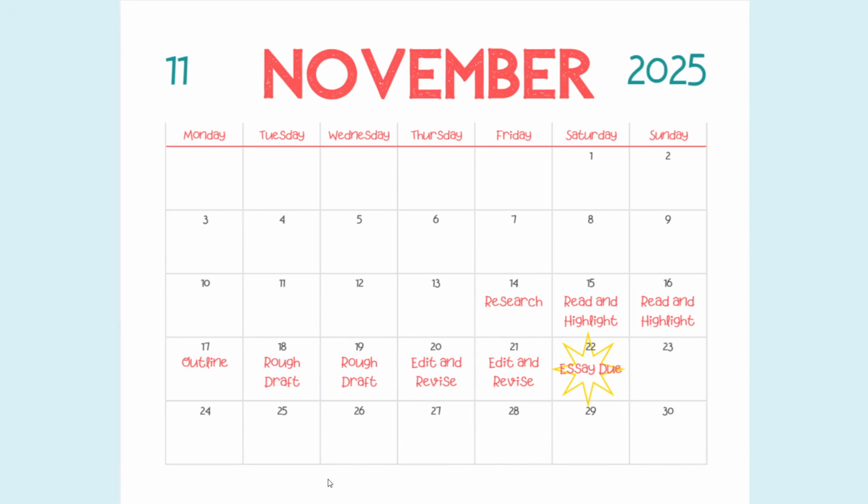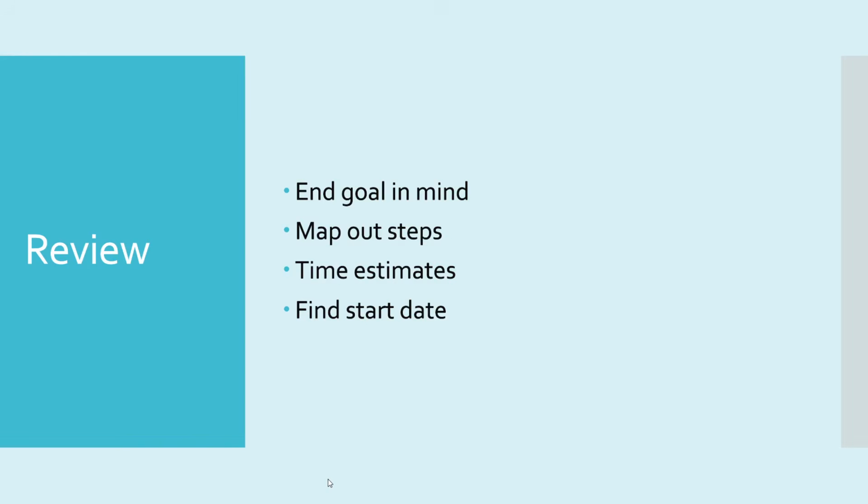And here's the best part. When you plan backward, you build in breathing room. That means fewer all-nighters, less stress, and more time to actually enjoy college, or at least not completely spiral.